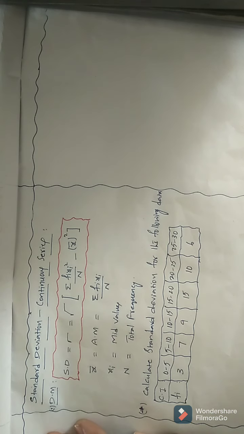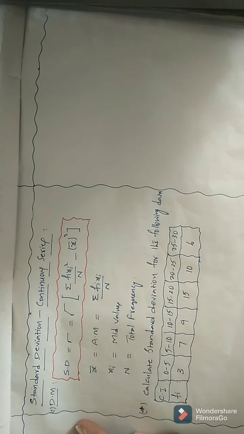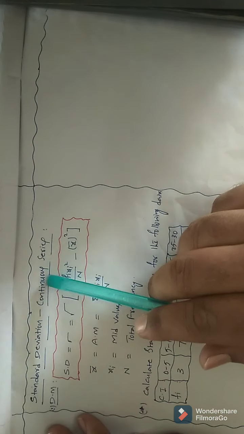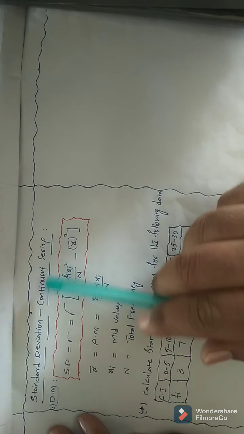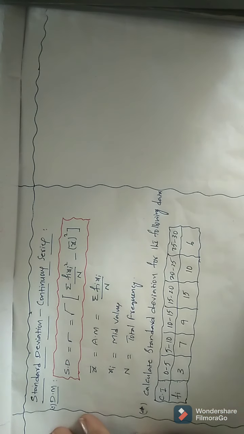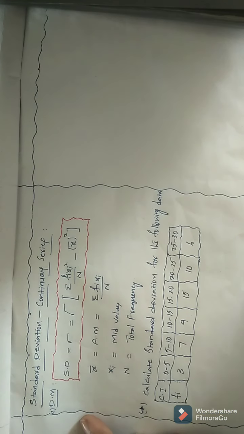Understand? So till the last class we came to know how to calculate standard deviation for individual series as well as discrete series type of data. And today we are going to consider the continuous series. So we are going to understand how to calculate standard deviation under the continuous series.